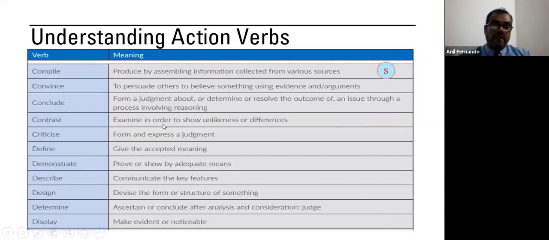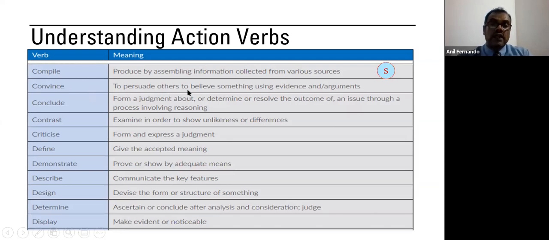Then compile, produced by assembling information collected from various sources. The compilation cannot be done without having adequate calculation, applications, and analysis. So therefore, this goes to the final synthesis level. Actually, when you develop a report for a case study, it's a compilation. You compile something. So everything would be there.